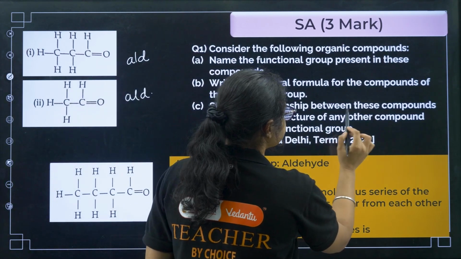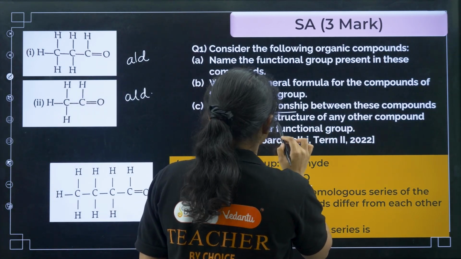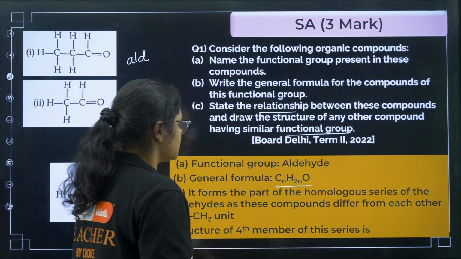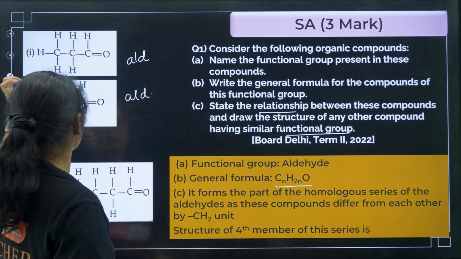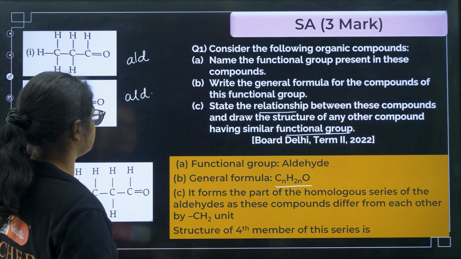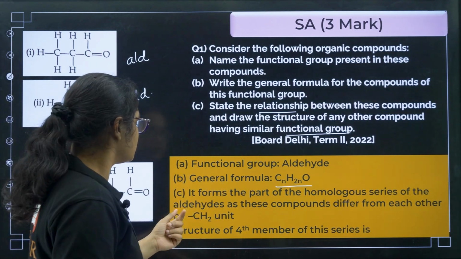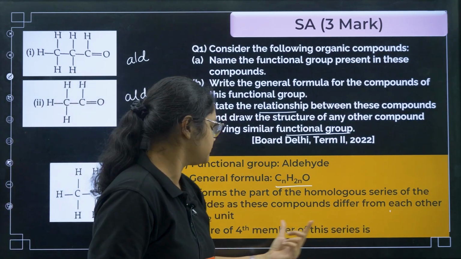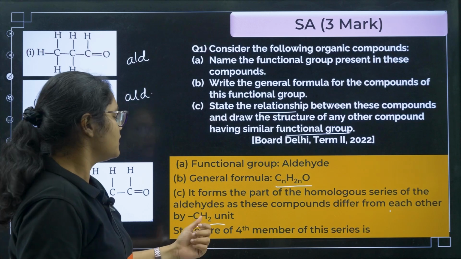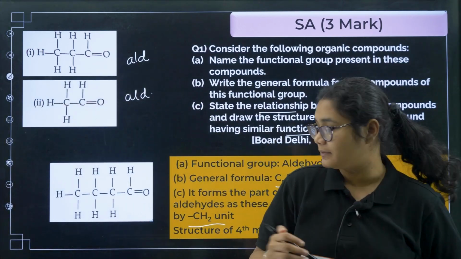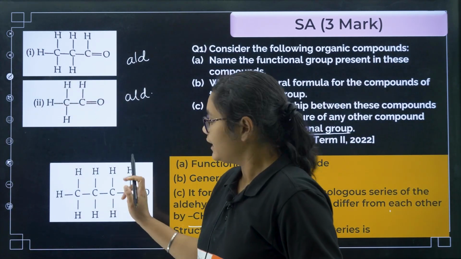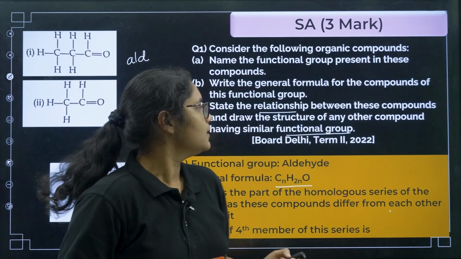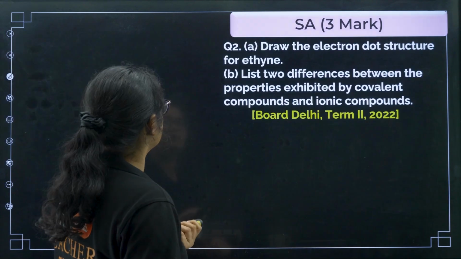Now state the relationship between these compounds and draw the structure of any other compound having a similar functional group. So what is the relation between these compounds? These are homologous compounds. You can see there is a difference of just a CH2 group. So you can write it forms a part of the homologous series of the aldehydes, as these compounds differ by only a CH2 unit. Now if I want to write another member, the 4th member in this series, that will be 1 2 3 4 carbons, 8 hydrogens, and a double bond to oxygen. Fine. Now let us go to the next question number 2.